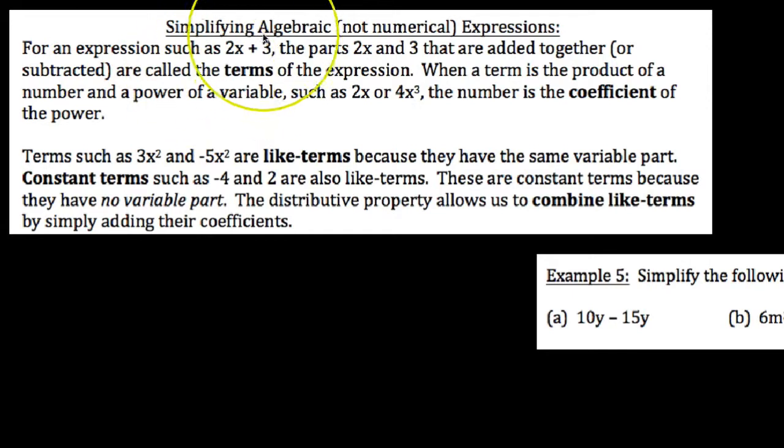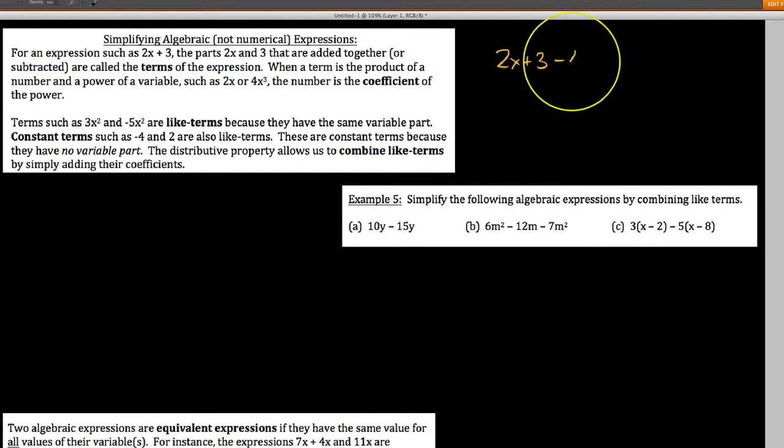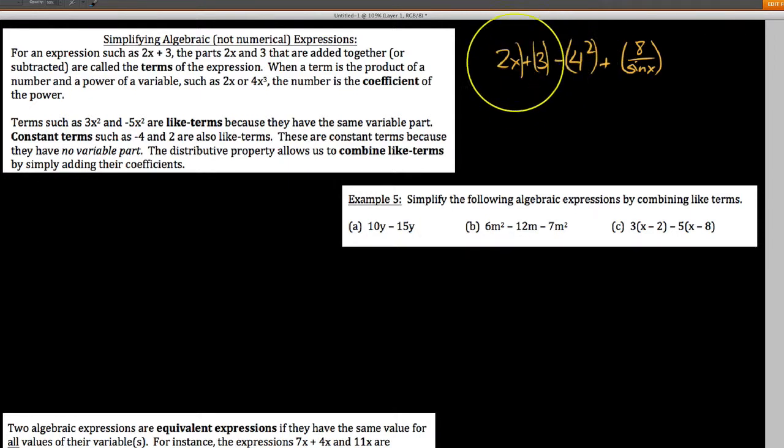So we say for an expression such as 2x plus 3, the parts 2x and 3 are added together, or subtracted. We call these the terms of the expression. When we talk about some variable expression, like 2x plus 3 is our example here, we can say minus 4 squared plus 8 over sine of x. Each of these things that is separated by one of these pluses or minuses, or we could even rewrite them all as a plus, add a negative, we say that these are all terms. Terms are separated by pluses or minuses. Just in case you didn't think I was being clear on that one, I think that's important. We say terms of the expression.